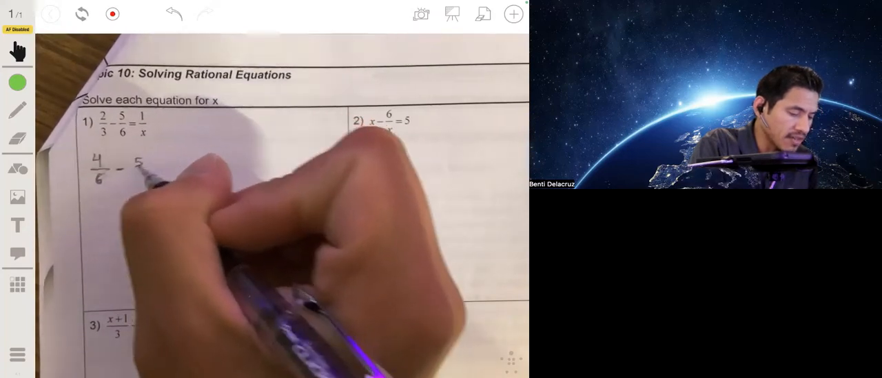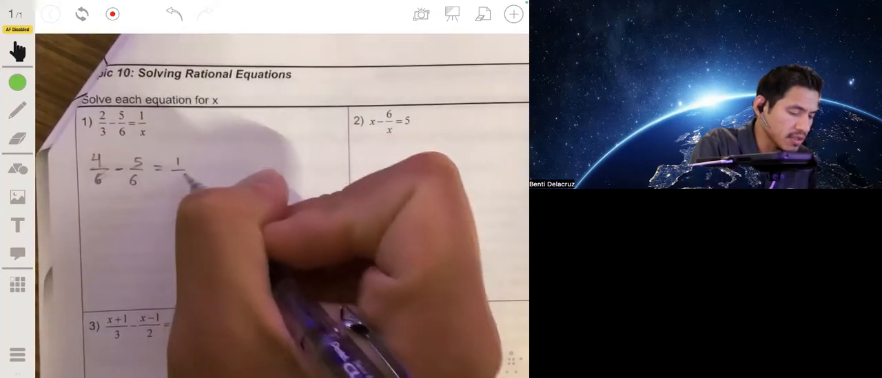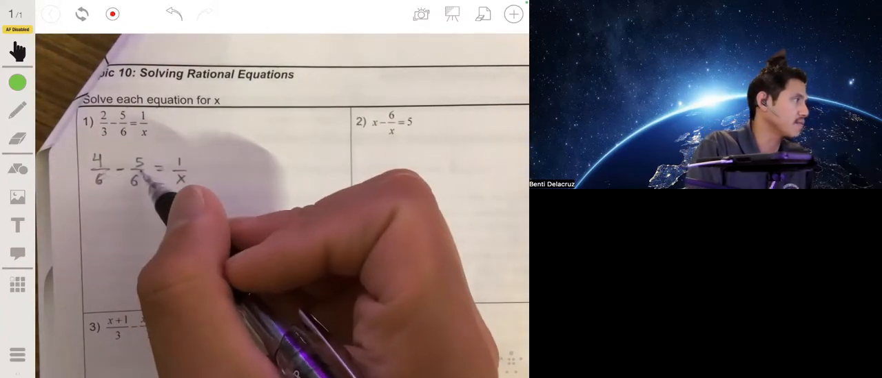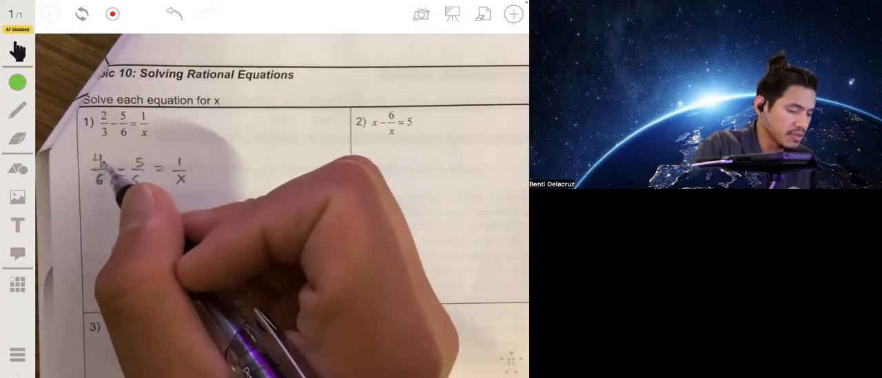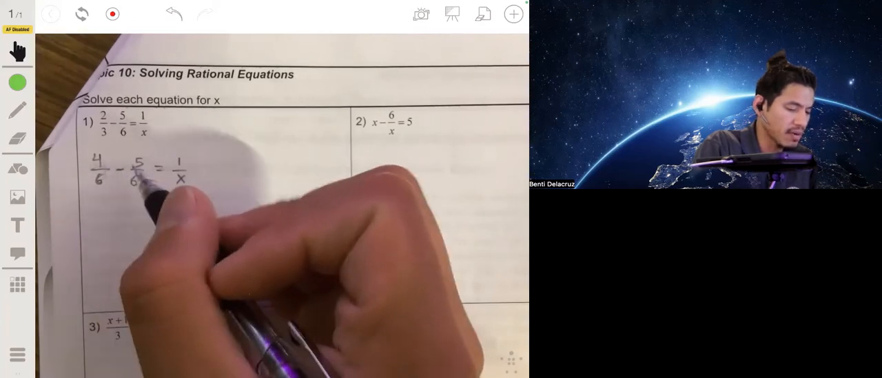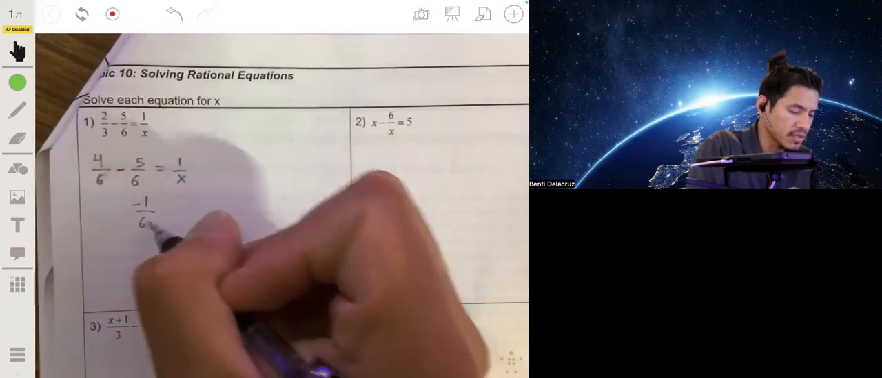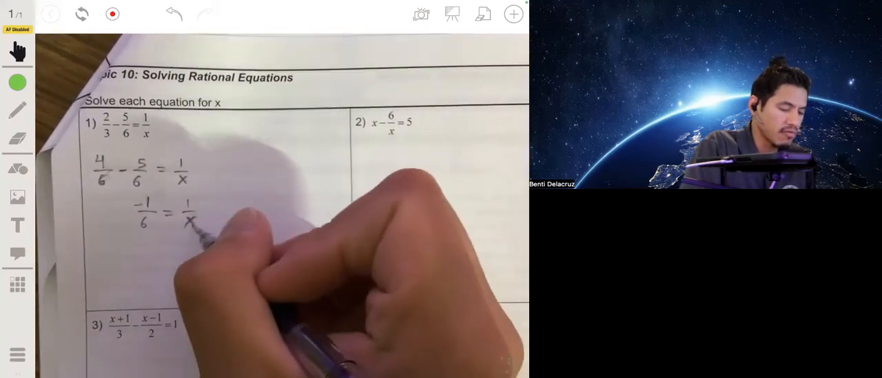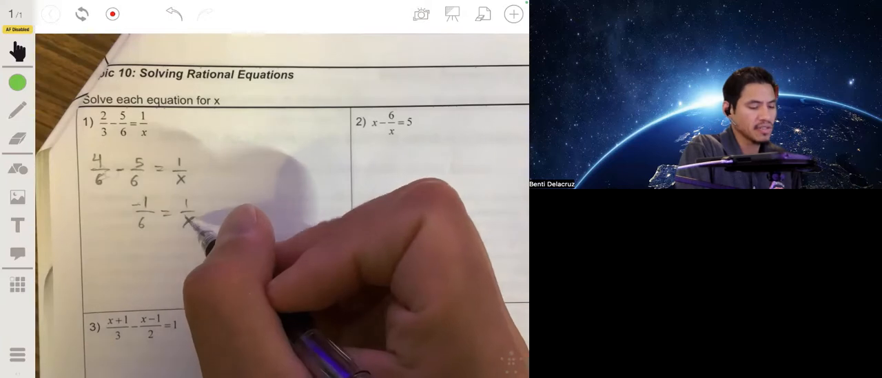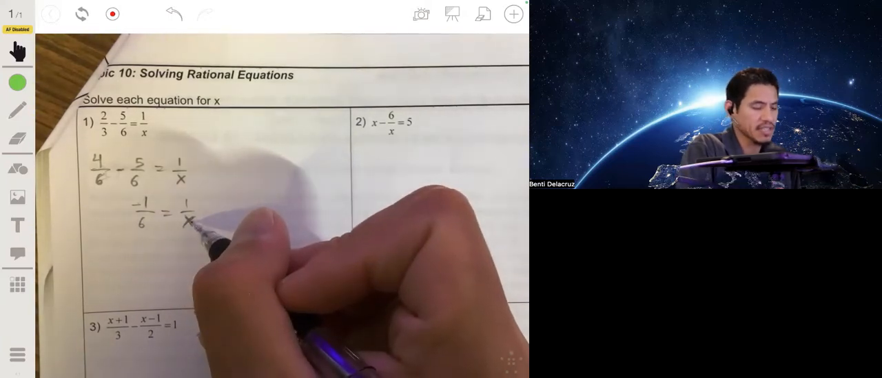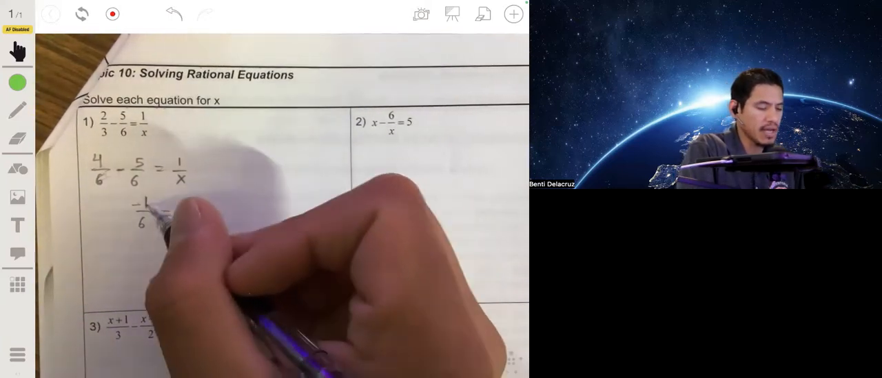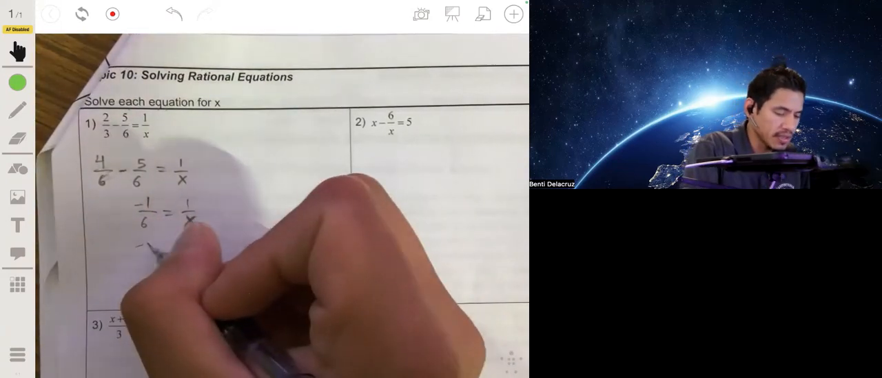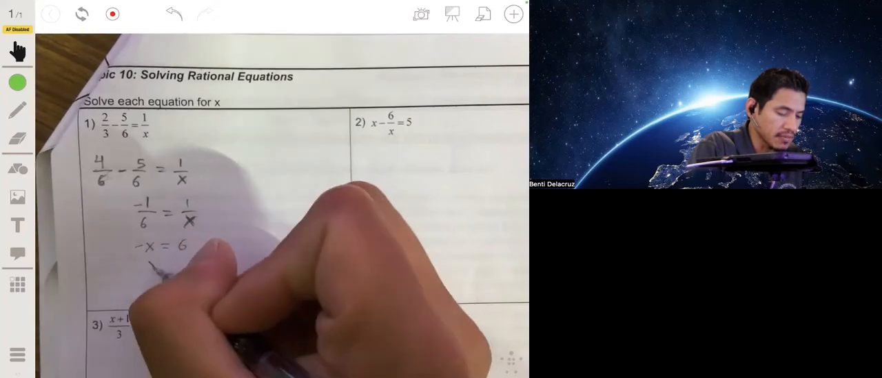And then we'll have minus 5/6 equals 1 over x. Then we have 4/6 minus 5/6, and then we can just subtract because we have the same denominator. So 4 minus 5, you get negative 1 over 6 equals 1 over x. And then from here, you guys can probably tell that x is going to be negative 6, or you can multiply negative 1 by x and 1 by 6, and you'll get negative x equals 6, so then x will be negative 6.